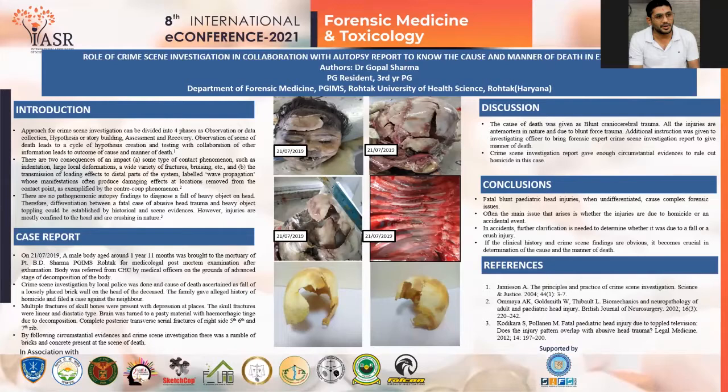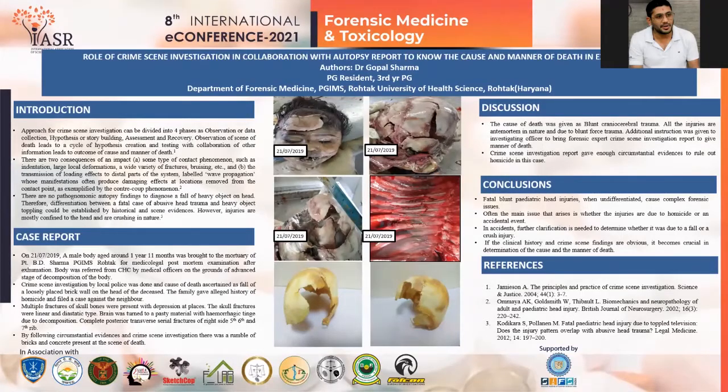Multiple fractures of skull bones were present with depression at places. The skull fracture was linear and diastatic type. Brain was turned to a pasty material with hemorrhagic tinge due to decomposition. Complete posterior transverse serial fractures of the right side of the 5th, 6th, and 7th ribs were present.